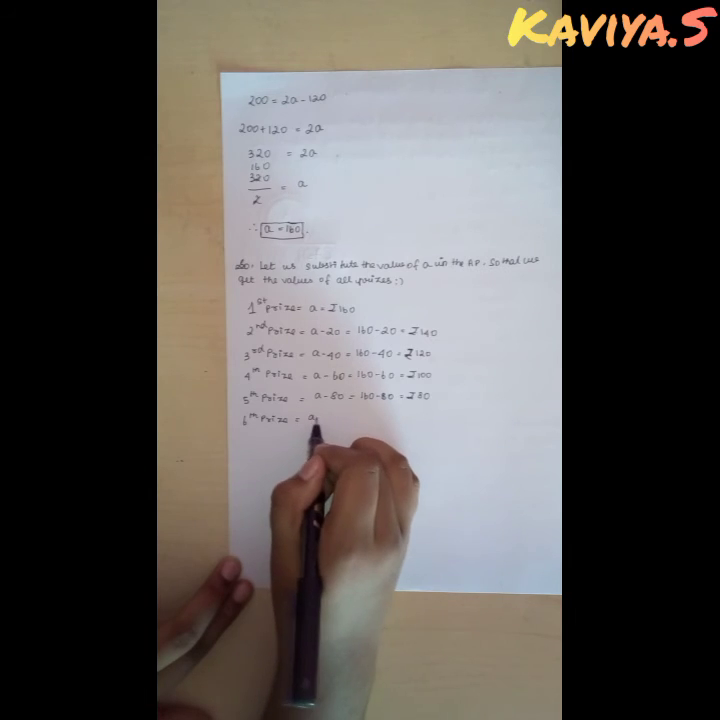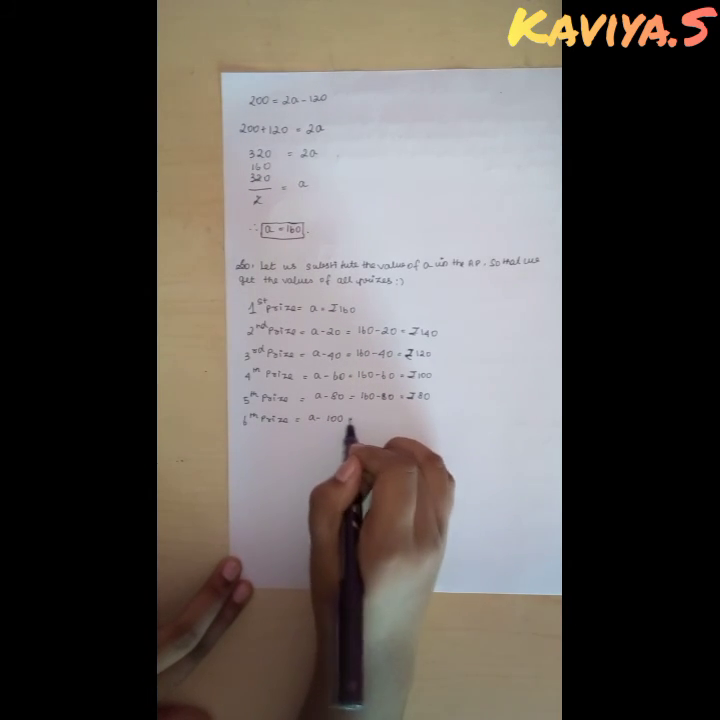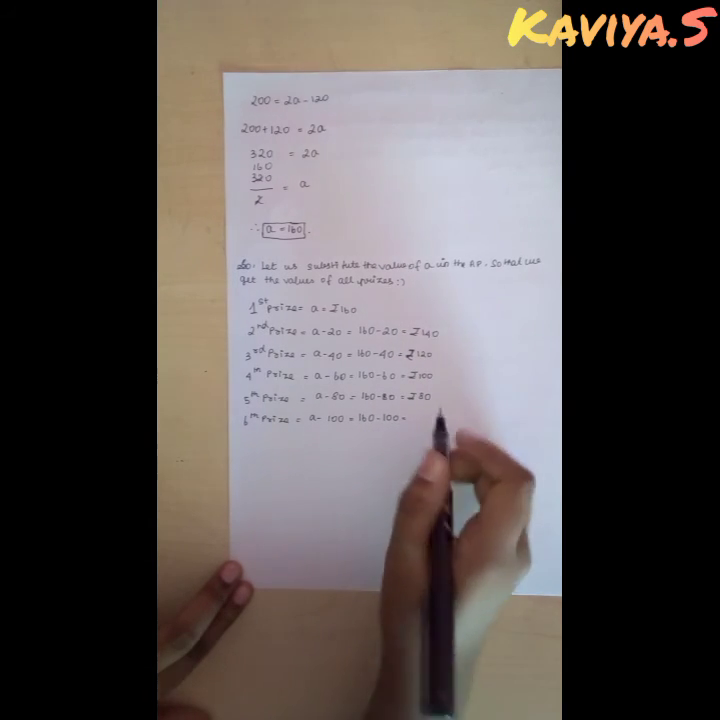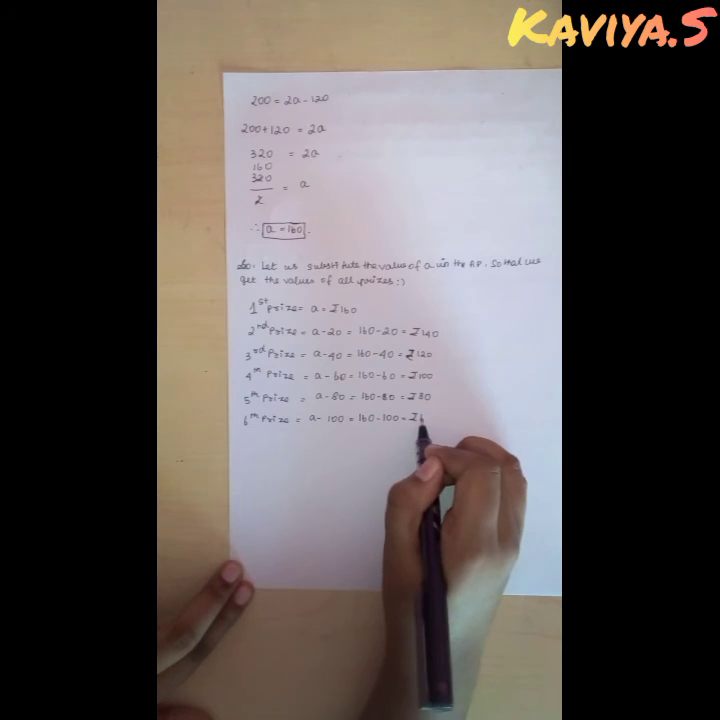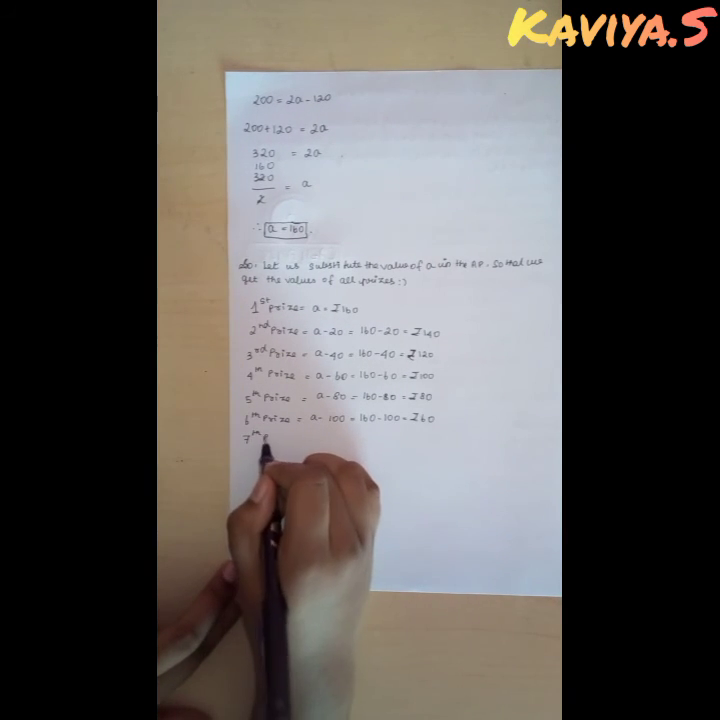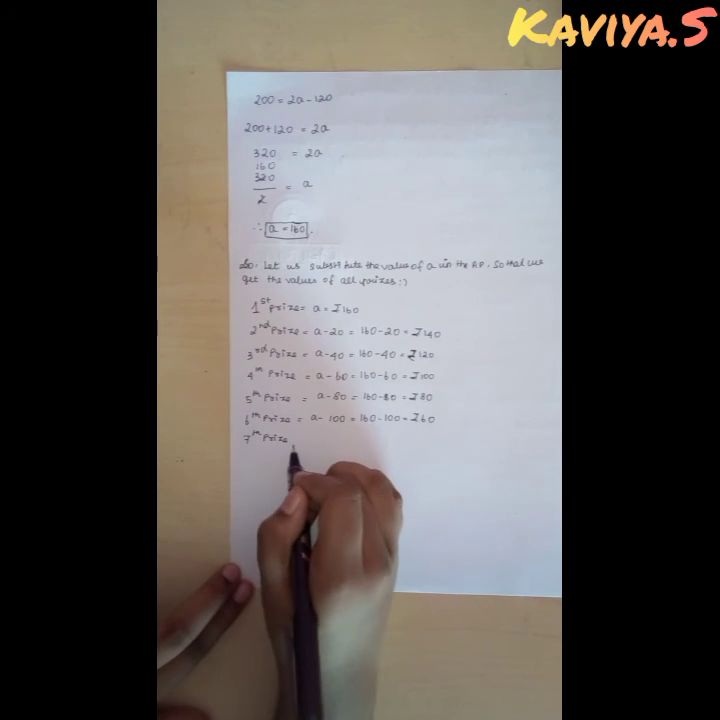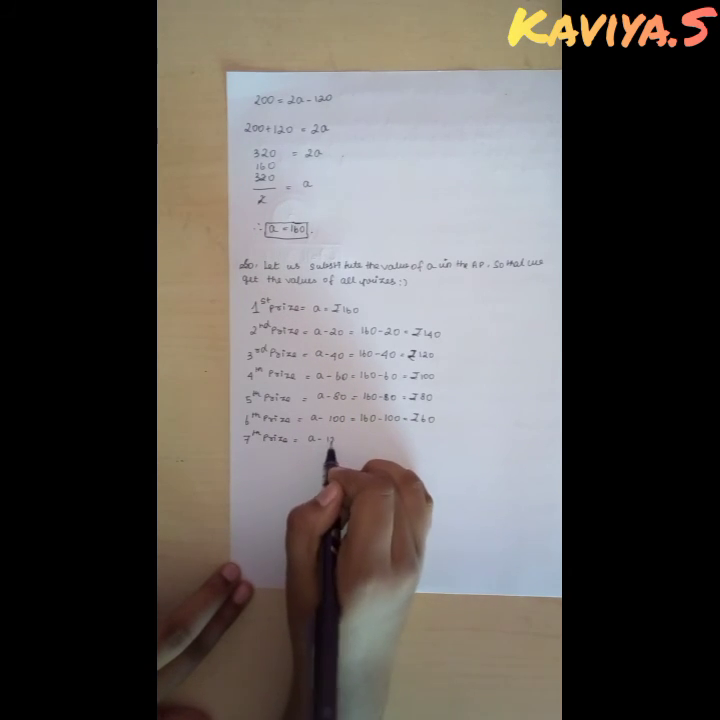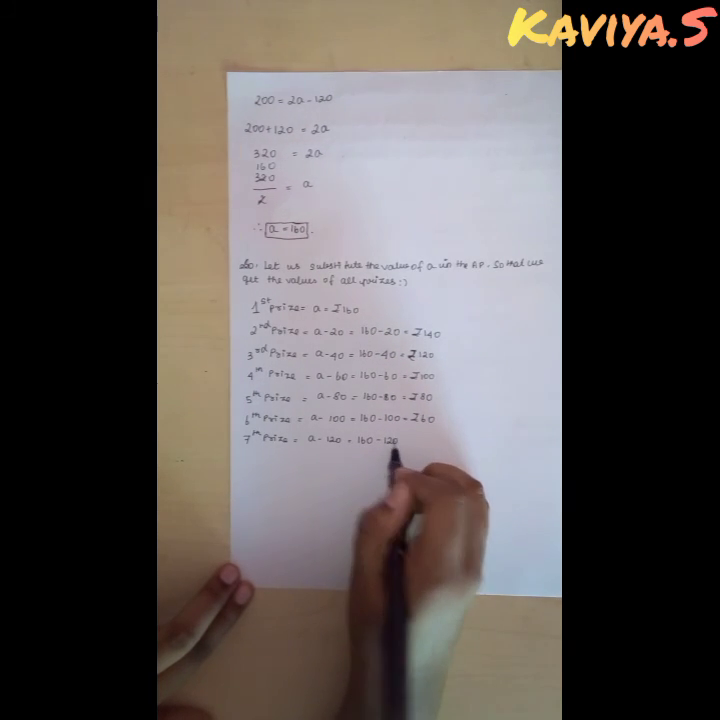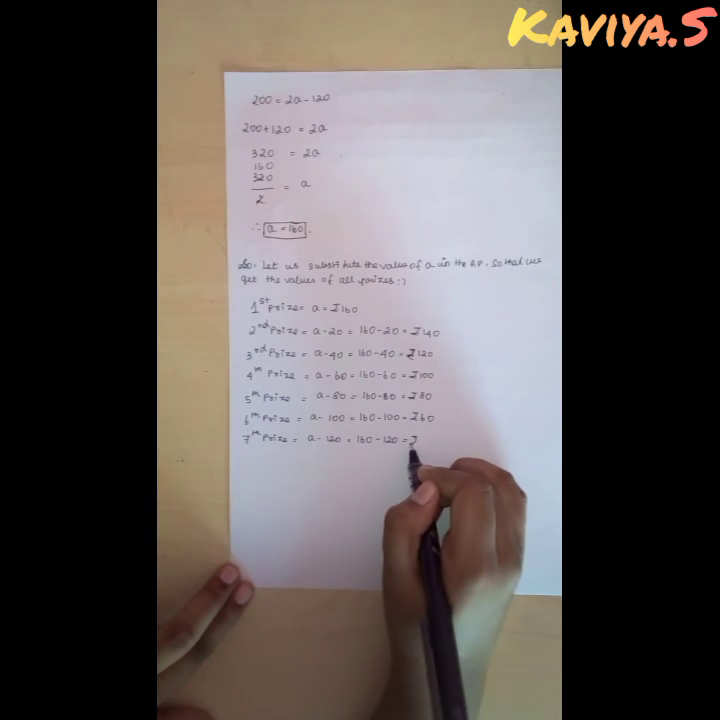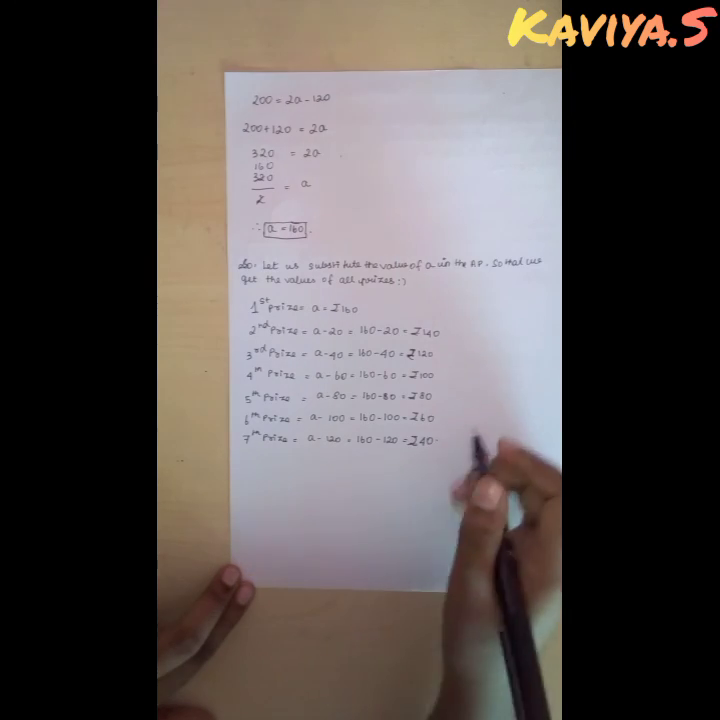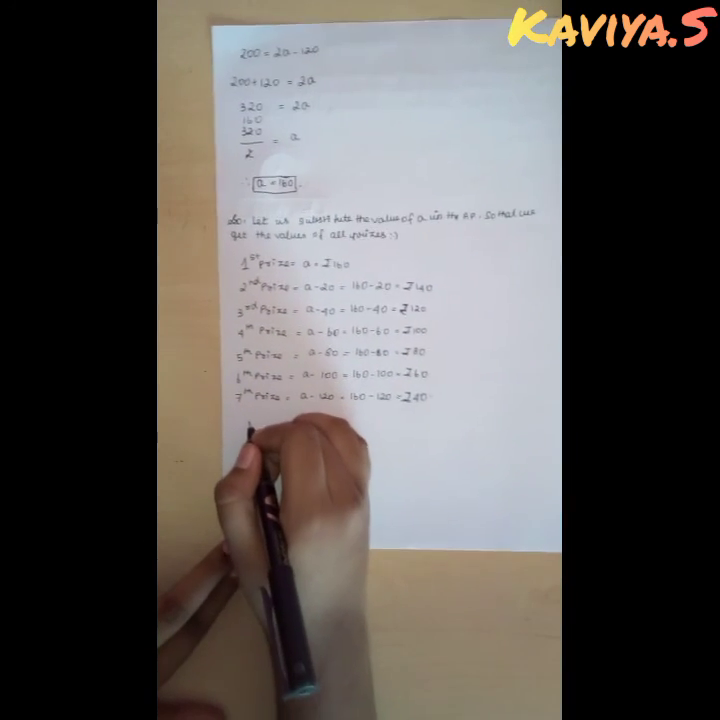So now the value of the sixth price. Sixth price term is a minus 100. So 160 minus 100, we get rupees 60. So the value of the sixth price is rupees 60. Now let's move on to the seventh price. Seventh price term is a minus 120, where 160 minus 120, we get 40. So the seventh price value is rupees 40.